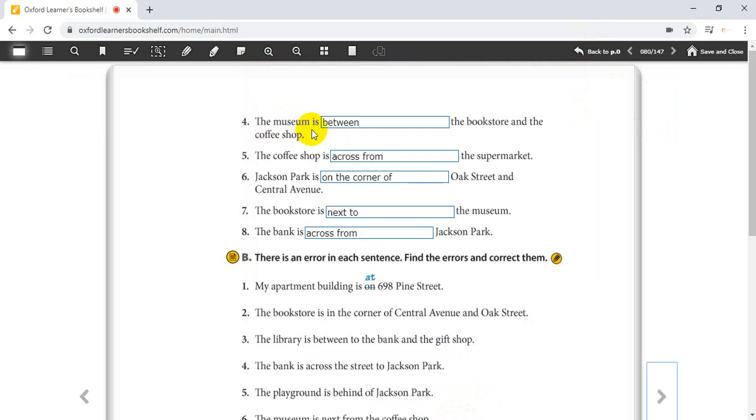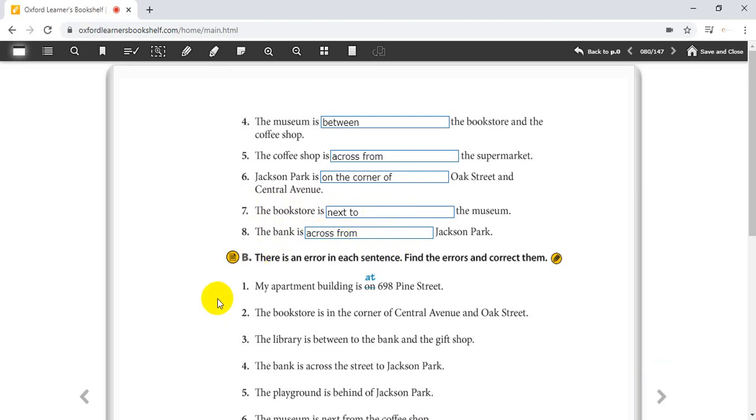Number 4, the museum is between the bookstore and the coffee shop. The coffee shop is across from the supermarket because the supermarket is on one side and the coffee shop is on the other side. So the coffee shop is across from the supermarket. Jackson Park is on the corner of Oak Street and Central Avenue. So you can look at the map. It is on the corner where Oak Street and Central Avenue Road meet. Okay, so it's on the corner of. The bookstore is next to the museum. Okay, and the bank is across from Jackson Park. Okay.